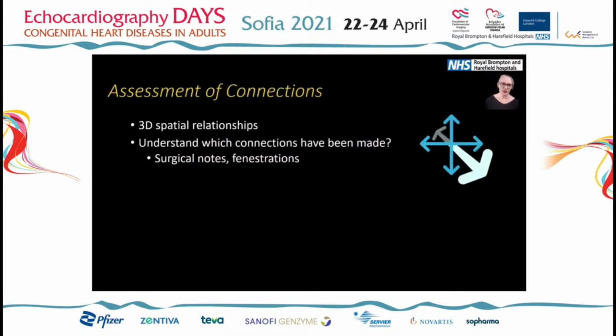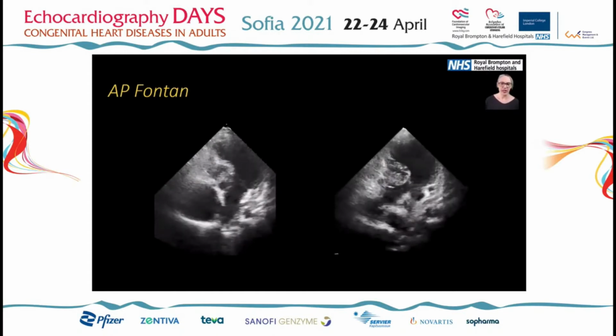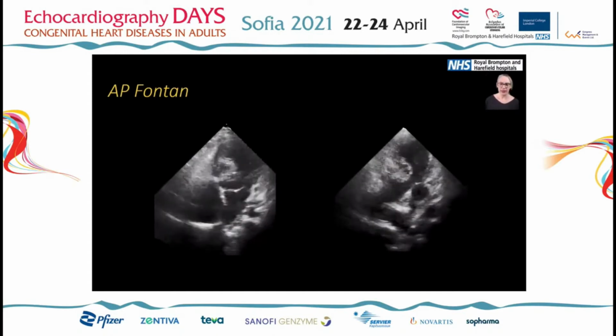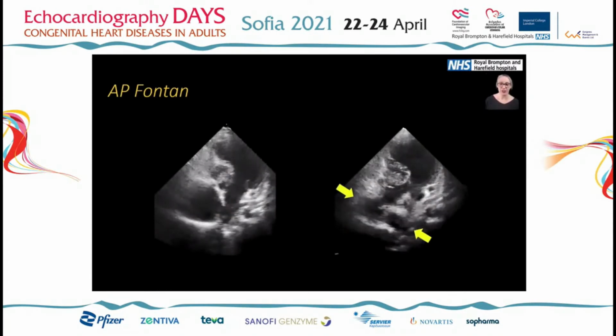So we need a good knowledge of 3D spatial relationships, and we need to understand which connections have been made. There's a whole host of standard procedures, standard operations, but also very varied anatomy and very varied surgical technique. So we need to know whether to look for fenestrations or not. This is a patient who has atriopulmonary Fontan, a very large right atrium, and as we angle anteriorly, we can see the LV outflow tract, but actually the connection is really on view here.